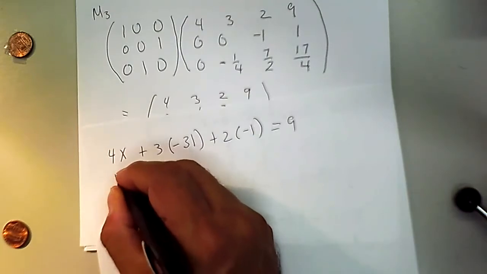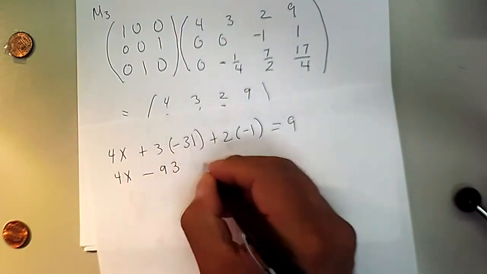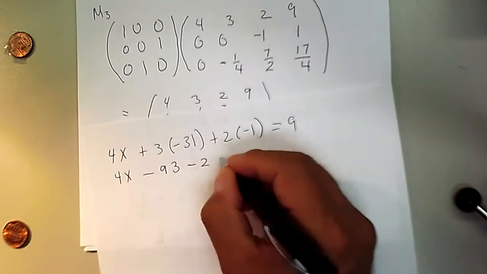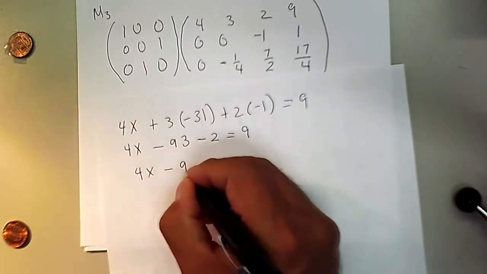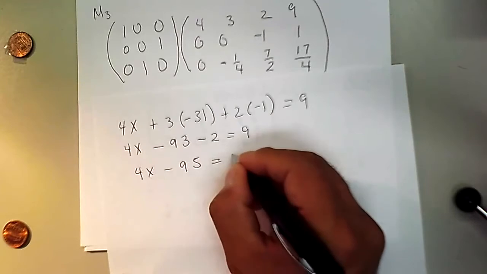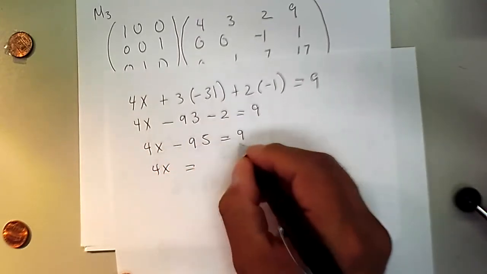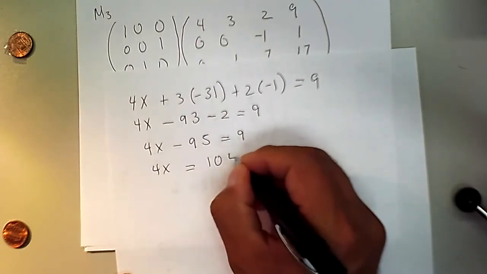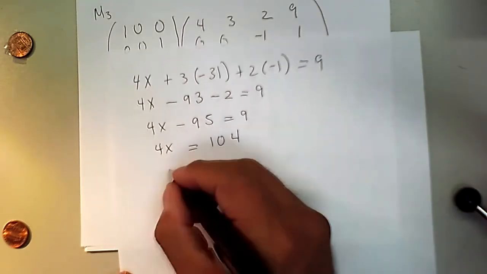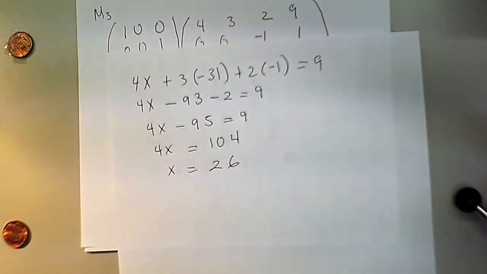All right, so 4x minus 93 minus 2 equals 9. 4x minus 95 equals 9. 4x equals 9 plus 95 is 104. So that means x has to be 26.